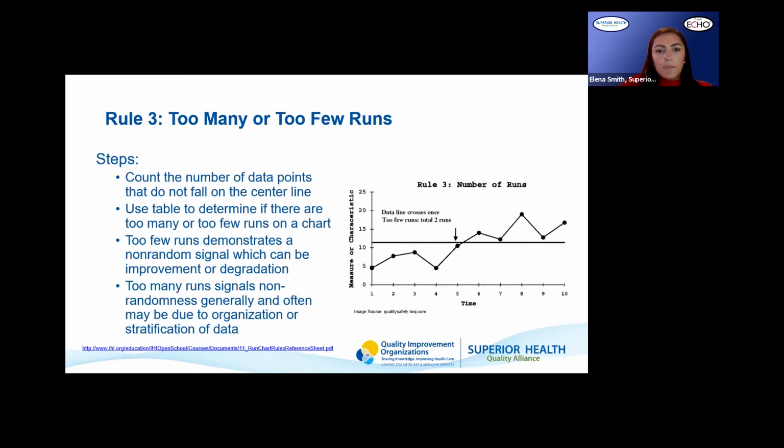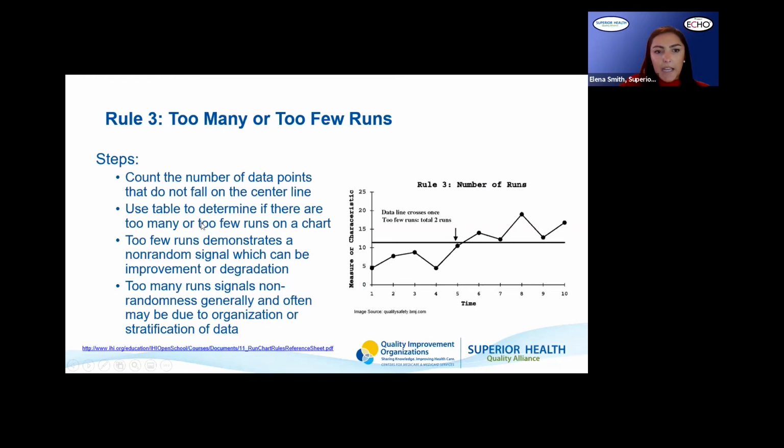So this slide includes the steps, but also a picture of what I just explained. What you want to do to start out is count the number of data points that do not fall on the center line. On this one, we have 1, 2, 3, 4, 5, 6, 7, 8, 9, 10. We have 10 data points that do not fall on the center line. This one's pretty close, but it's not quite there, so we definitely still count that. If it were right on the center line, we would not count it and we would just have 9.